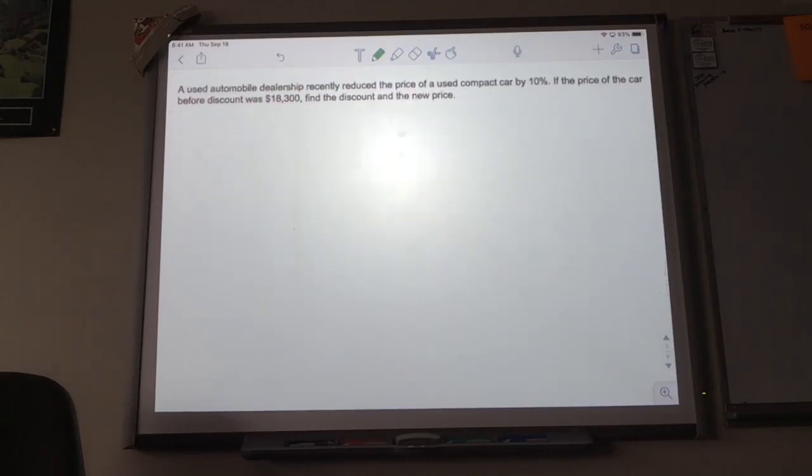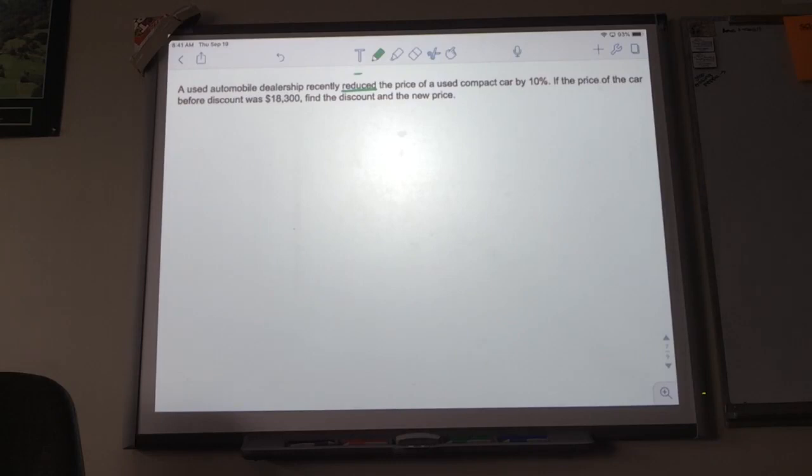All right, a used automobile dealership. So this is going to add one extra step afterwards. A used automobile dealership recently reduced the price of a used compact car by 10%. So they subtracted something. They reduced it. Okay, so that's where those keywords come in that we talked about last class. So that's minus at some point. If the price of the car before the discount was $18,300, find the discount and the new price. So we need to find both of those.